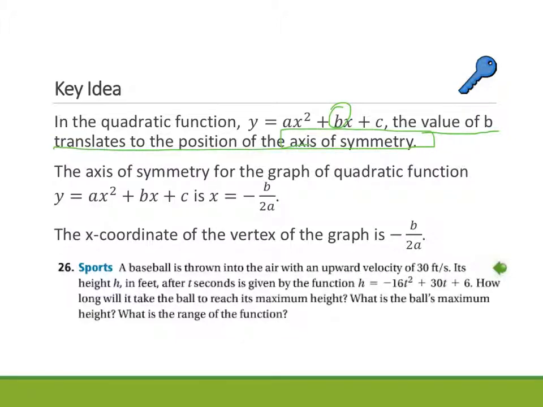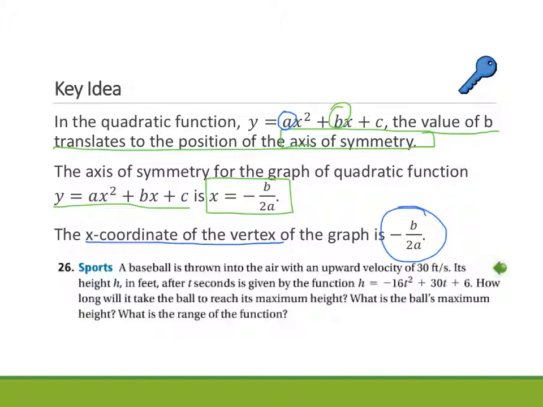As a matter of fact, we have a formula which helps us to go from the function itself to the axis of symmetry of the function, and that is x equals negative b over 2a. If I take the value of b from the function and I negate it and then divide it by 2 times a, that will give me an equation for the axis of symmetry. Now, since the axis of symmetry is always going to pass through the vertex, it will also give me the x-coordinate of the vertex. So the x-coordinate of the vertex and the axis of symmetry are very closely tied together.